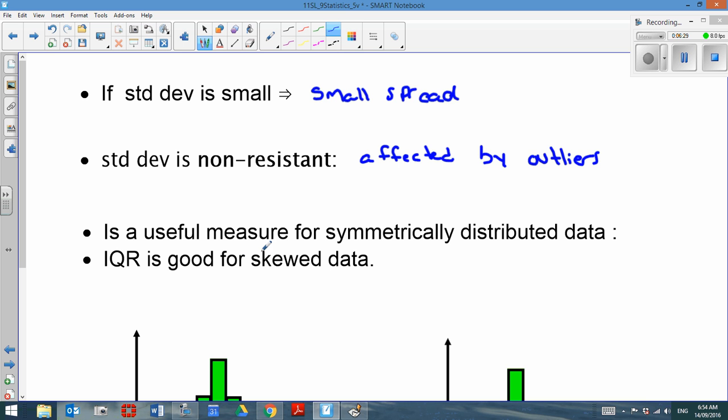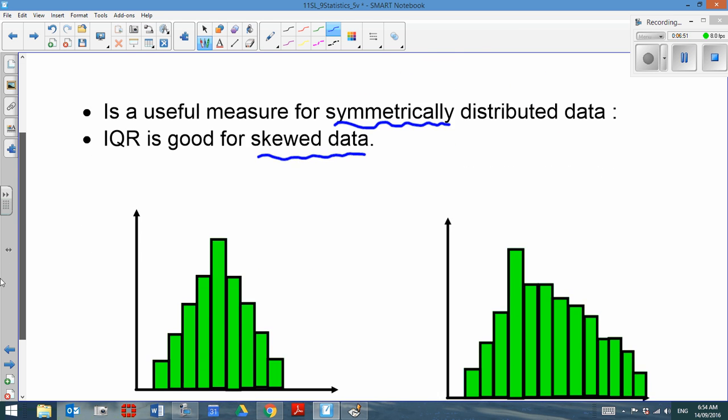It is definitely more useful for symmetrical data, so data that's symmetrically distributed. And IQR is better for skewed data because it gives you a better idea of what direction is it skewed, positive, negative, where is the quartile, where's the second quartile, third quartile. So we want to know what we should use in what case.